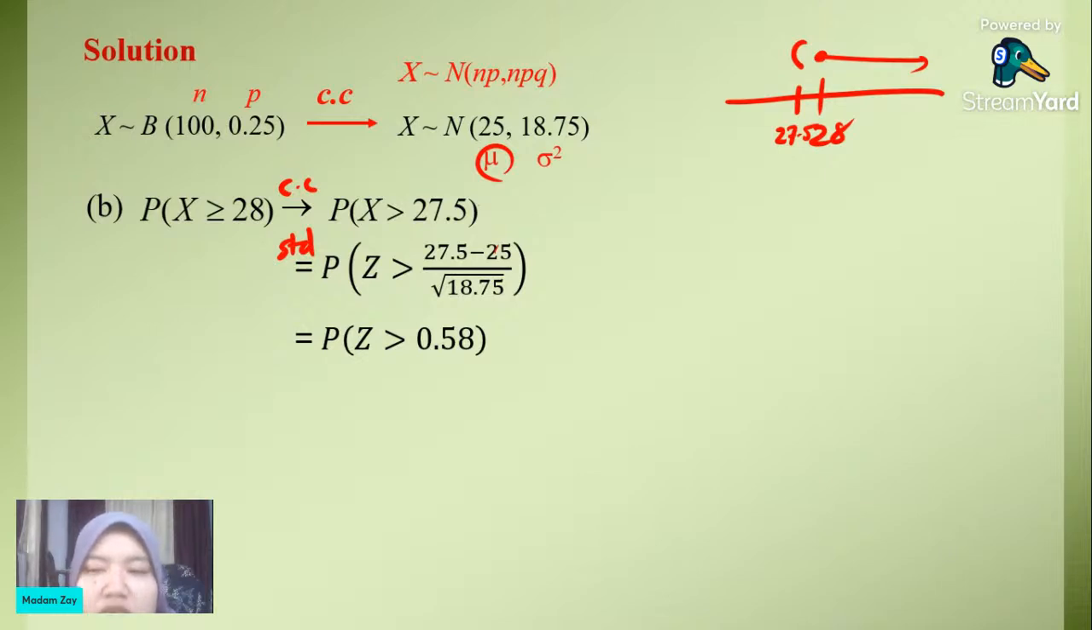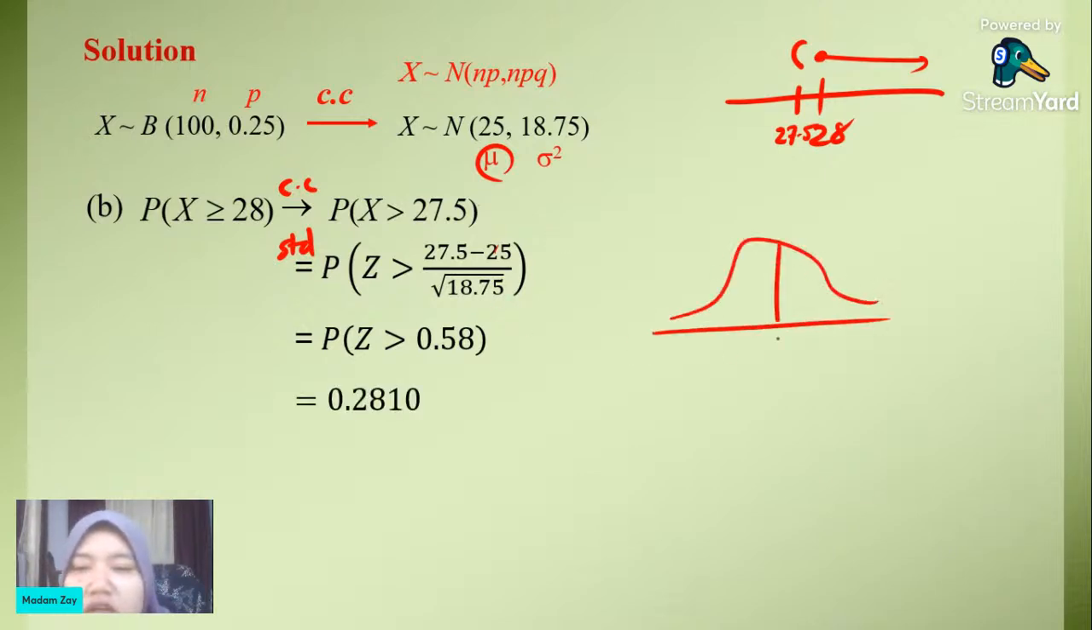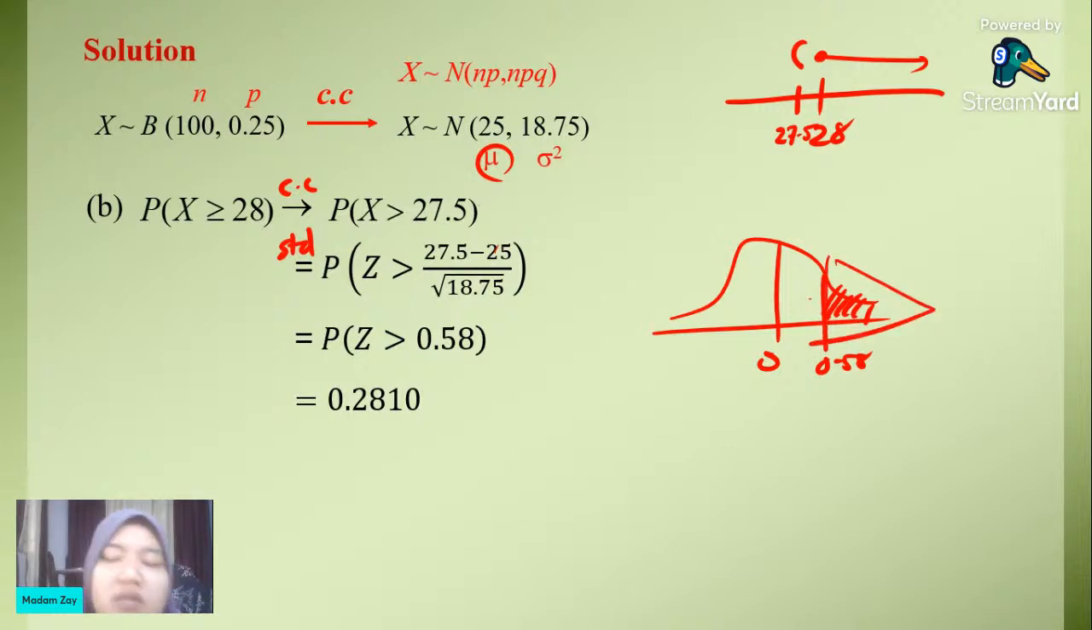So 0.58 is on the right side of 0. So we want the probability on the right side of 0.58. Directly we take from the table because it's the small triangle, which is equal to 0.2810.